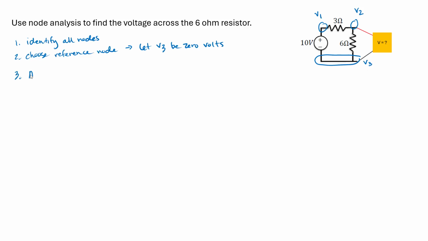Our next step is to apply Kirchhoff's current law to the nodes. And in this case, I want to apply Kirchhoff's current law to my node V2 because I want to get some value for V2. Whatever value V2 is, that will be equal to the voltage across my 6 ohm resistor because I know V3 is 0 volts. So in this case, let's go ahead and write a Kirchhoff's current law equation for V2.